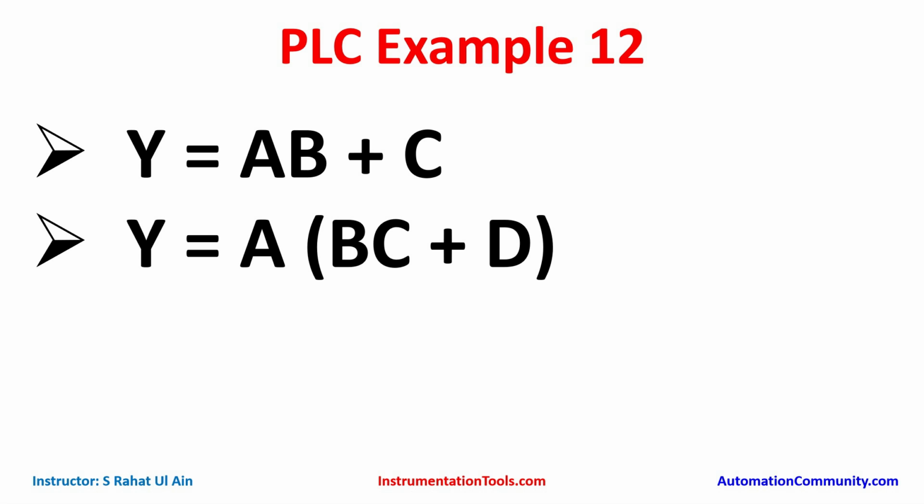So there is an AND gate between A and B. So we will connect two normally open contacts for A and B in series, and then between AB and C there is an OR gate. So AB in series and that C will be connected in parallel with AB. Thus we will implement the OR logic gate. So let's move to TIA Portal where we will draw the ladder diagram.